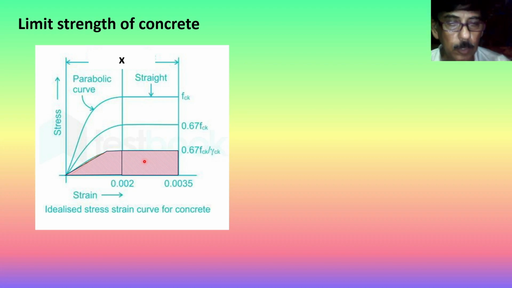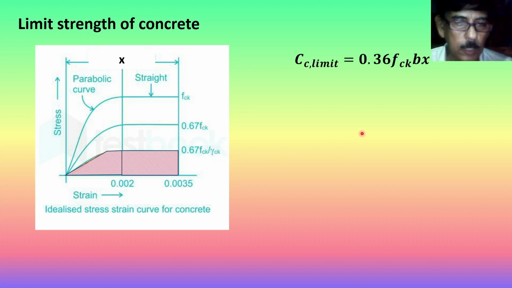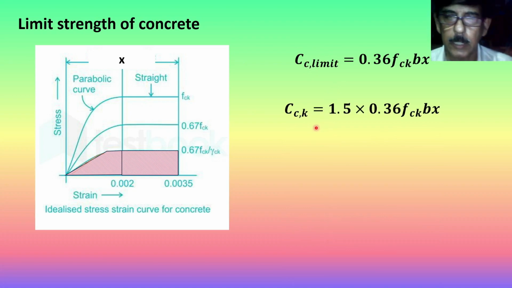So let us see the expression for this. The expression for this is available in the IS code. It is equal to 0.36 Fck b into x. x is the depth of the neutral axis and b is the width of the beam. So 0.36 is coming out of this 0.67 Fck divided by 1.5 together. So this is the limit compression strength in limit strength. At the characteristic level, the compressive force given by concrete is 1.5 times, removing the partial safety factor as here. So 1.5 times 0.36 Fck bx.